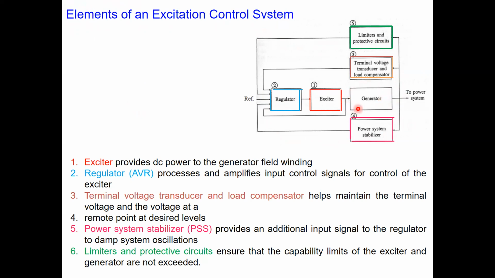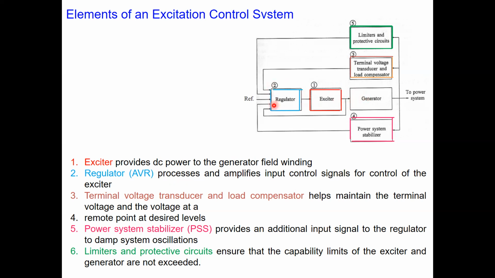This is the generator. You have an exciter here, you can see. So the first element is the exciter. You can say it is the source for DC power, which will be fed to the field winding of the generator here, right?